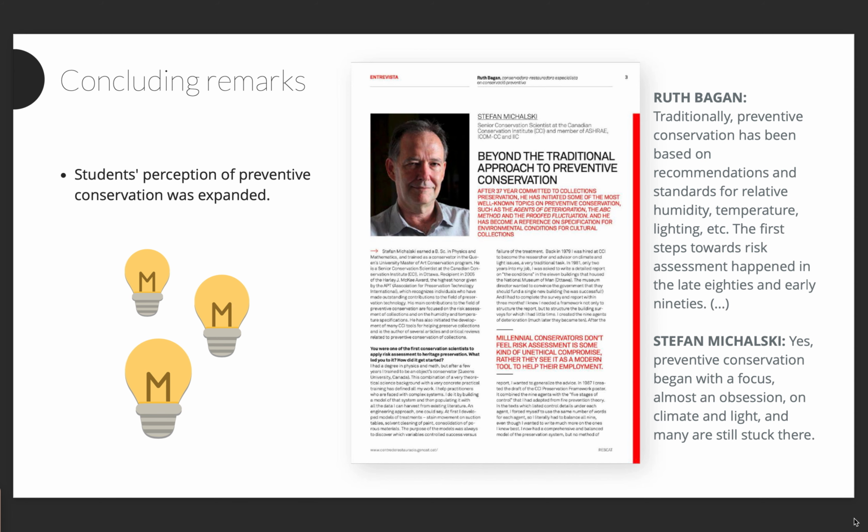And I'm sharing here with you an excerpt from the 2016 interview with Stefan Mikalski of the Canadian Conservation Institute, in which the interviewer states, traditionally, preventive conservation has been based on recommendations and standards for relative humidity, temperature, lighting. The first steps towards risk assessment happened in the late 80s and early 90s, and Stefan Mikalski confirms, yes, preventive conservation began with the focus, almost an obsession, on climate and light, and many are still stuck there. Maybe this was also the perception that my students had of preventive conservation before we embarked on this assignment, but the assignment, I'm sure, drastically changed their views.